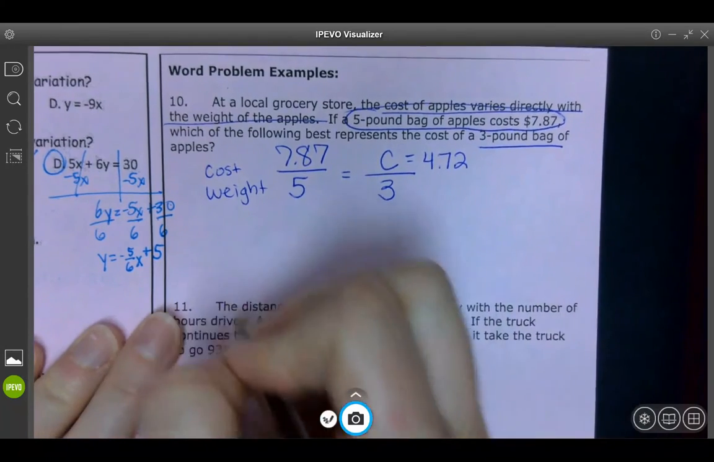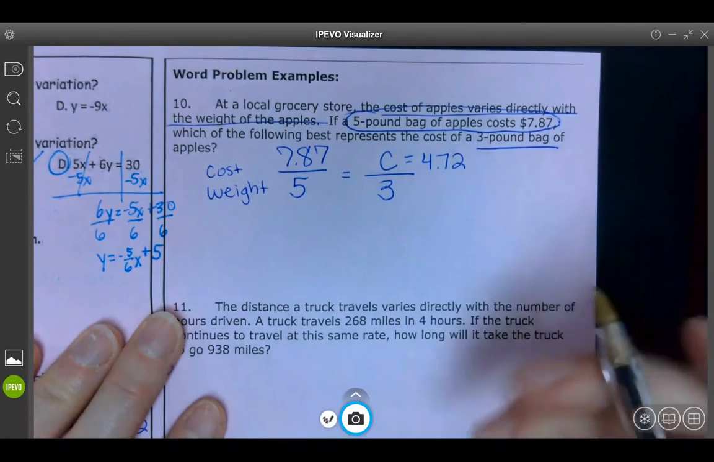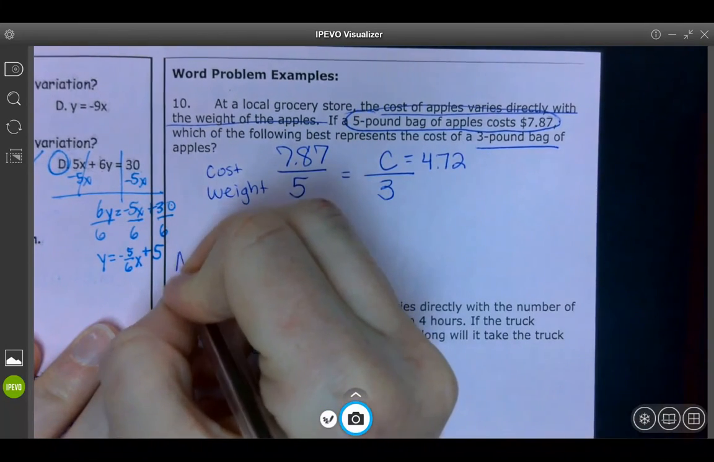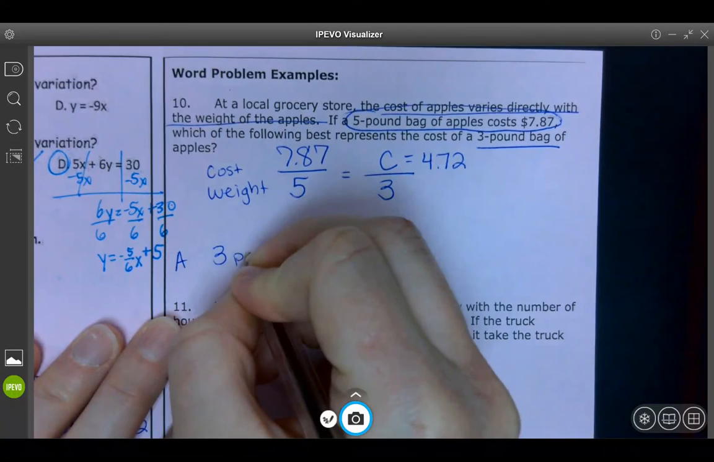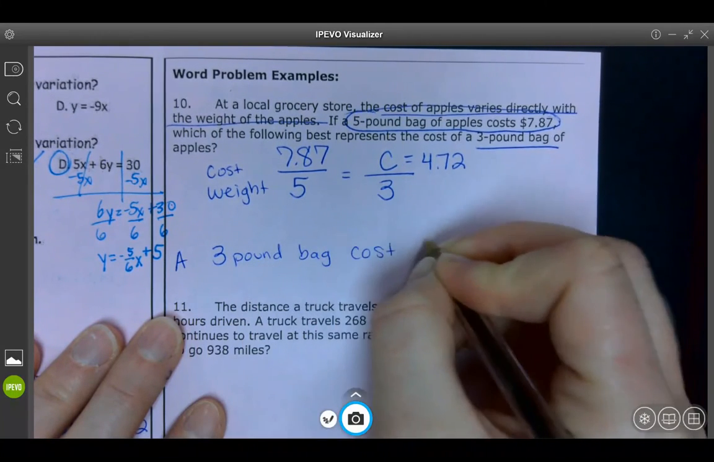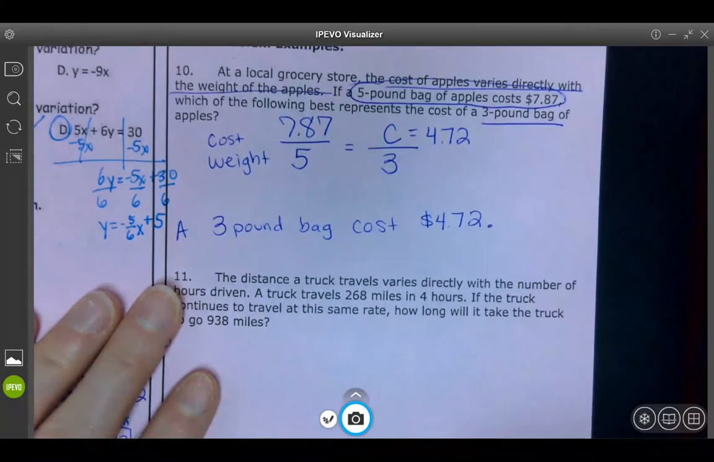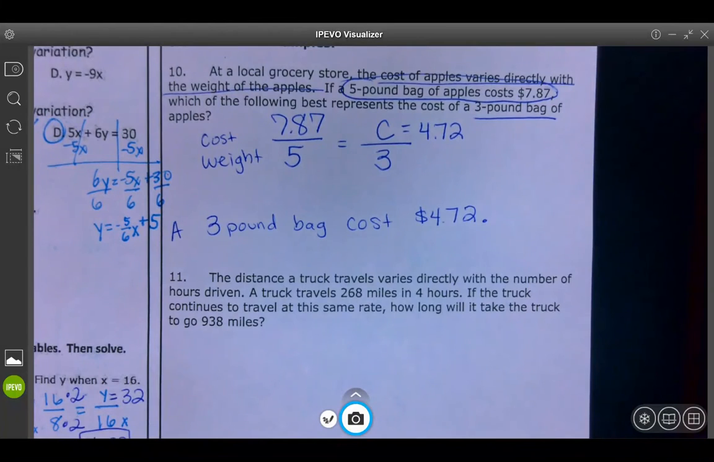My favorite part. It says, which of the following, well, not which of the following. What is the cost of a 3-pound bag? A 3-pound bag costs $4.72. That's it. So make sure you write that in words.